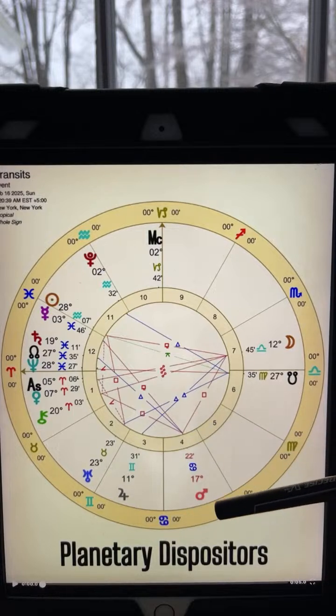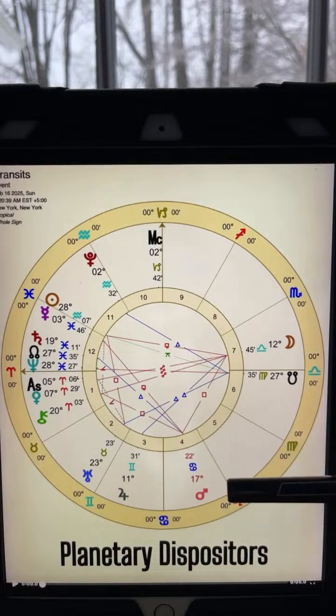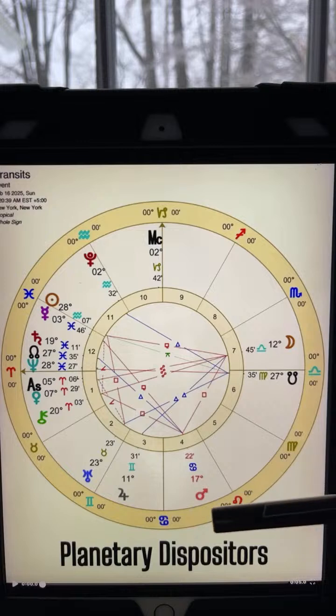Right now, for example, we have Mars in Cancer. Mars has been in Cancer for a while, and Mars is retrograde in Cancer. The moon is the dispositor of Mars right now, because the sign of Cancer is ruled by the moon, and Mars is traveling through that sign. So Mars is taking on the disposition of the moon.